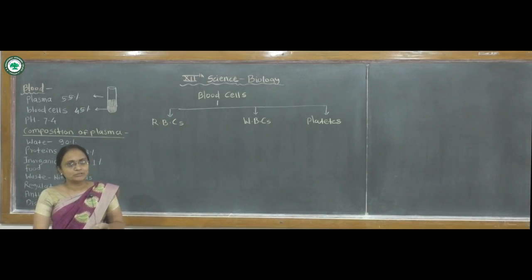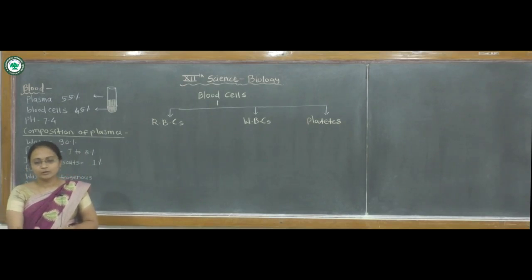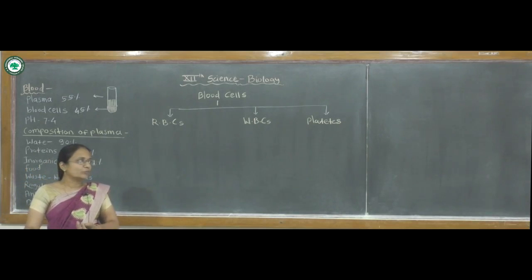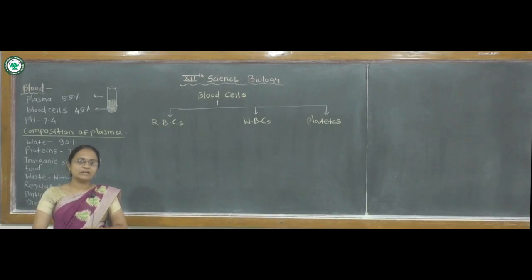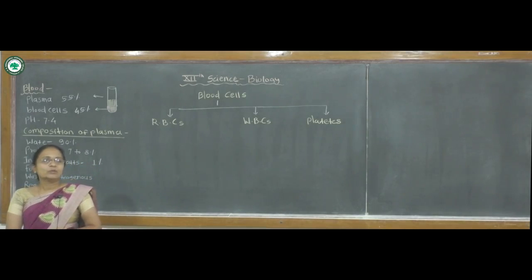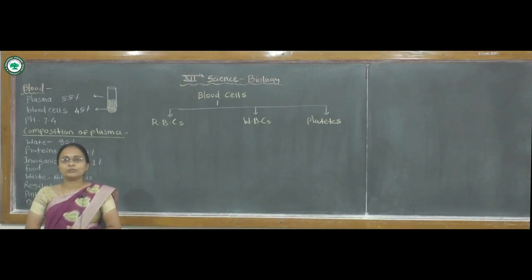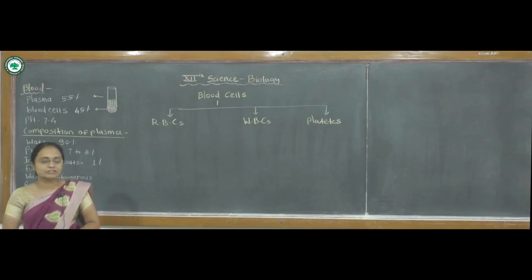The only exception is the camel. In the camel, the nucleus is present in the RBCs. It is an oxygen carrier protein. The normal range of RBCs varies between male and female. In males, on average, 5.1 to 5.8 million per cubic mm of RBCs are present, and in females, 4.3 to 5.2 million per cubic mm are present.